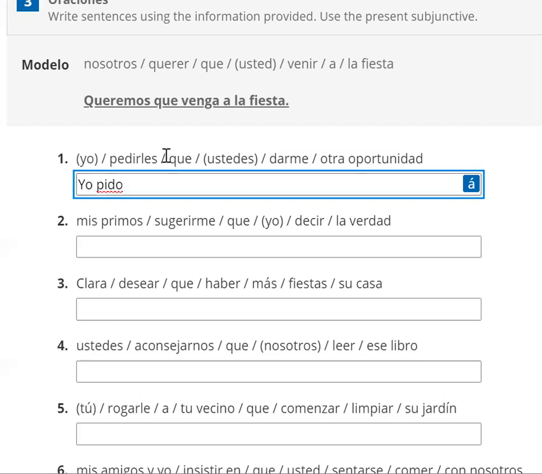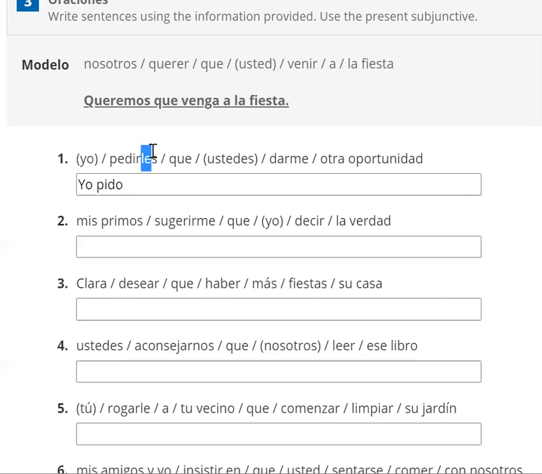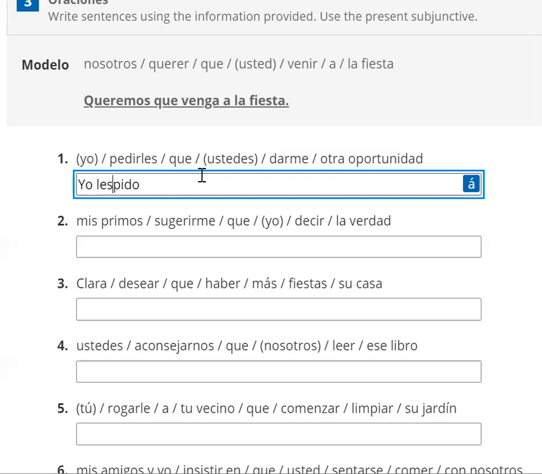Now this is pedirles. So we're talking to ustedes. We're asking them to do something. And so we have les, the indirect object pronoun. We know if we have an indirect object pronoun, it has to go before the conjugated verb. So yo les pido. This is really, really common with these verbs of influence. Yo les pido que, and then ustedes could be optional. I'd recommend using it here since it's a little bit vague without that subject.